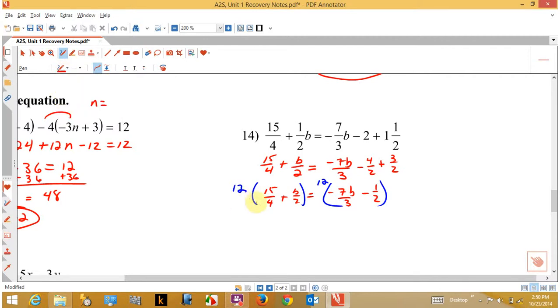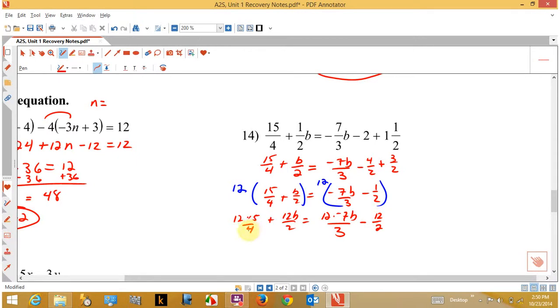And so when this multiplies in, I would have 12 times 15 divided by 4, plus 12b all over 2. Over here I would have 12 times a negative 7b all over 3. And then this 12 would multiply by the 1/2, which would be a minus 12 all over 2. And look what happens to my denominators.